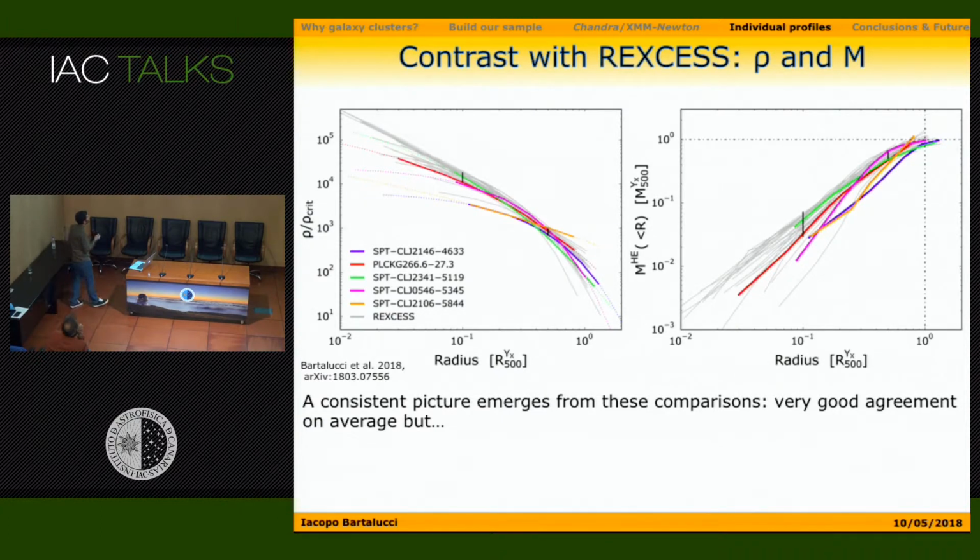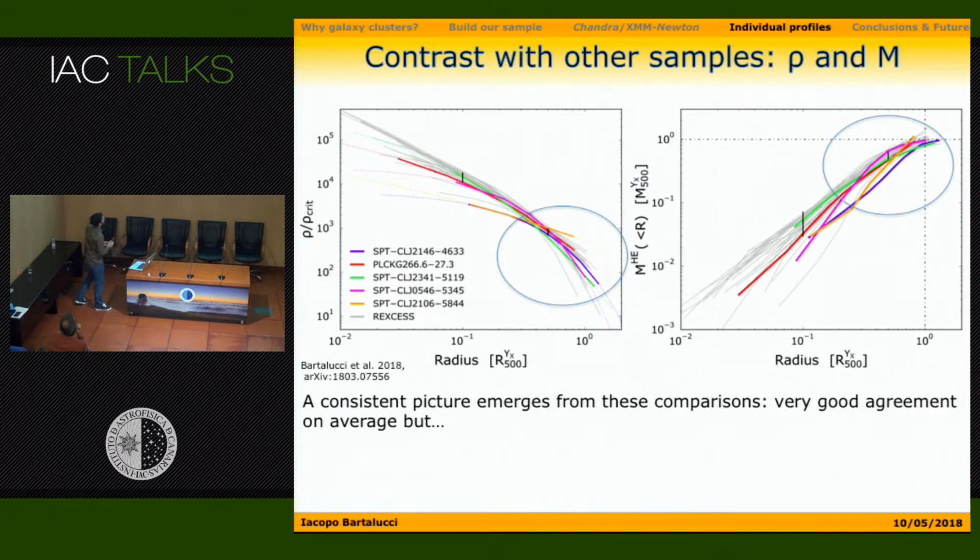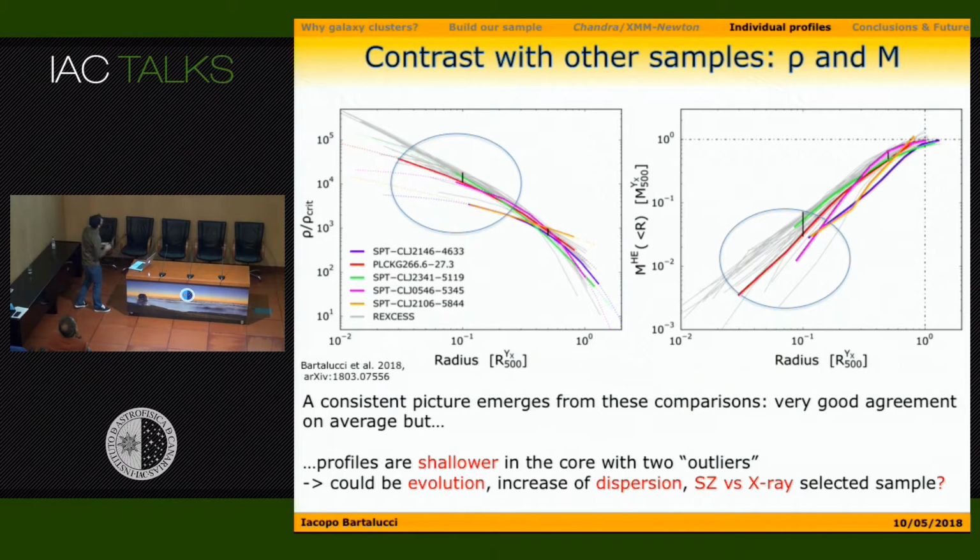Here, which is really interesting, is that you see two different behaviors in the inner part and the outer part. So here in the outer part, you see that there is a very good agreement between our profiles and the individual REXCESS profiles, here shown with these light gray solid lines. While in the inner part here, you see that our profile seems to be shallower, and in particular you see that there are two big outliers here, maybe even three.